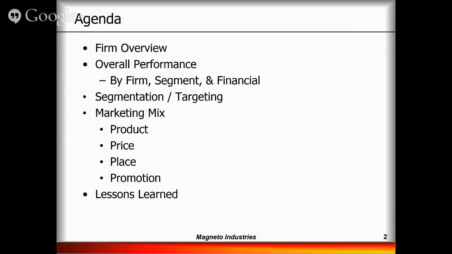So for the agenda for today, we'll look at the overall firm performance, and we'll look at it by the segments that we marketed to, as well as the financial results. We're also going to take a look at the segmentation and the targeting that I did of the products to the end customers. And at that point, we'll switch gears and look at the marketing mix, and in particular, look at it from a product, price, place, and promotion standpoint. And then lastly, I thought it made the most sense to save the lessons learned for the end, so you can see how I arrived at those recommendations.